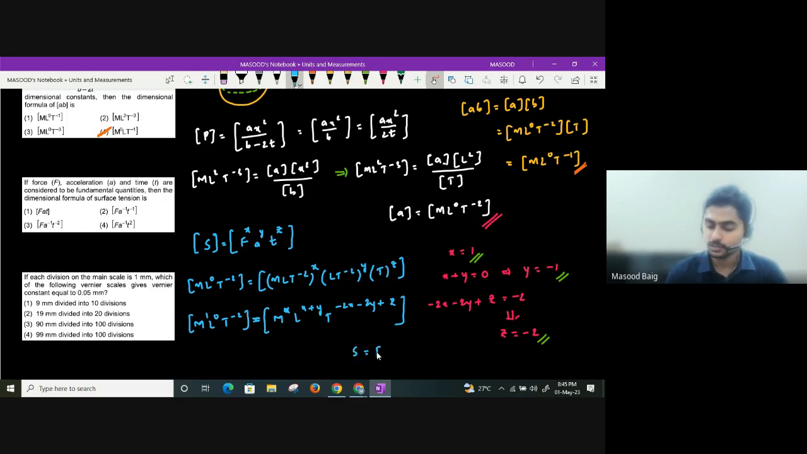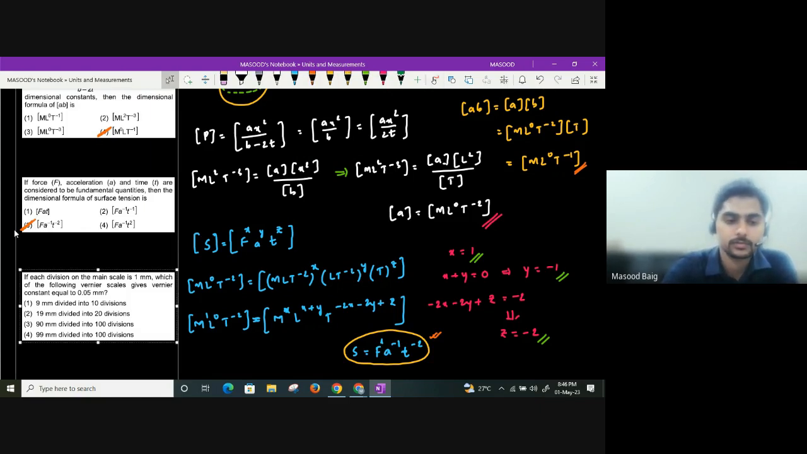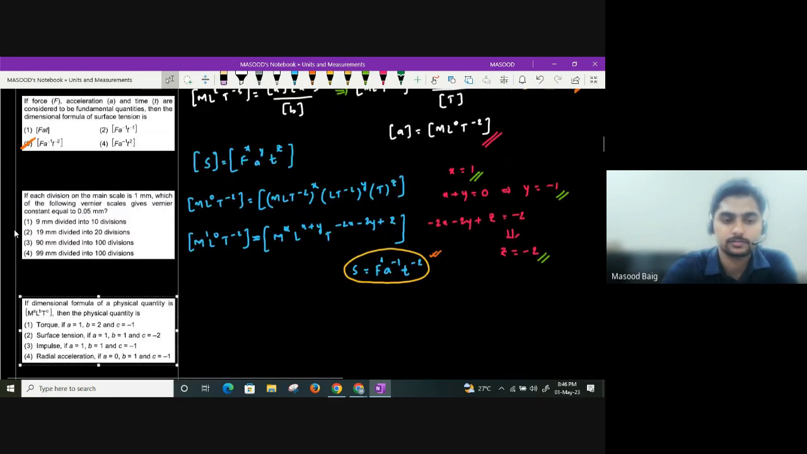It is force raised to the power x, which we got 1. Acceleration raised to the power y, which we got minus 1. And time raised to the power z, which we got minus 2. So F power 1, a power minus 1 and t power minus 2 will be your correct expression for surface tension in terms of force, acceleration and time. The third one will be the correct answer, guys. Clear, all of you? Understood, everyone?